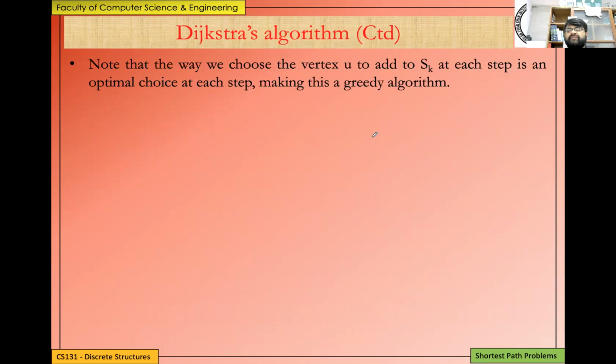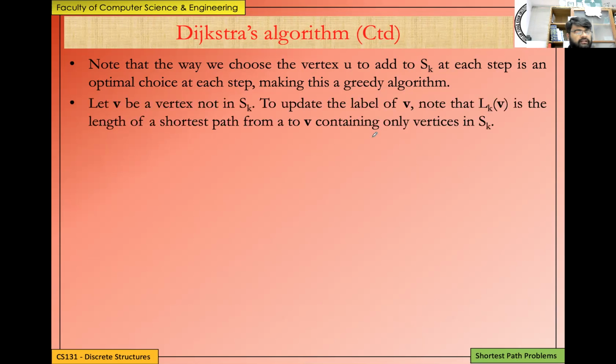Note that the way we choose the vertex u to add to Sk at each step is an optimal choice at each step, making this a greedy algorithm. It is a greedy algorithm because it takes the shortest one and it moves on and on. We'll see what a greedy algorithm is probably in a couple more courses, maybe when you study design and analysis of algorithms, or when you study the artificial intelligence course, you'll get to know this term very well. Or maybe even in a data structures course, since that contains a bit of algorithms.